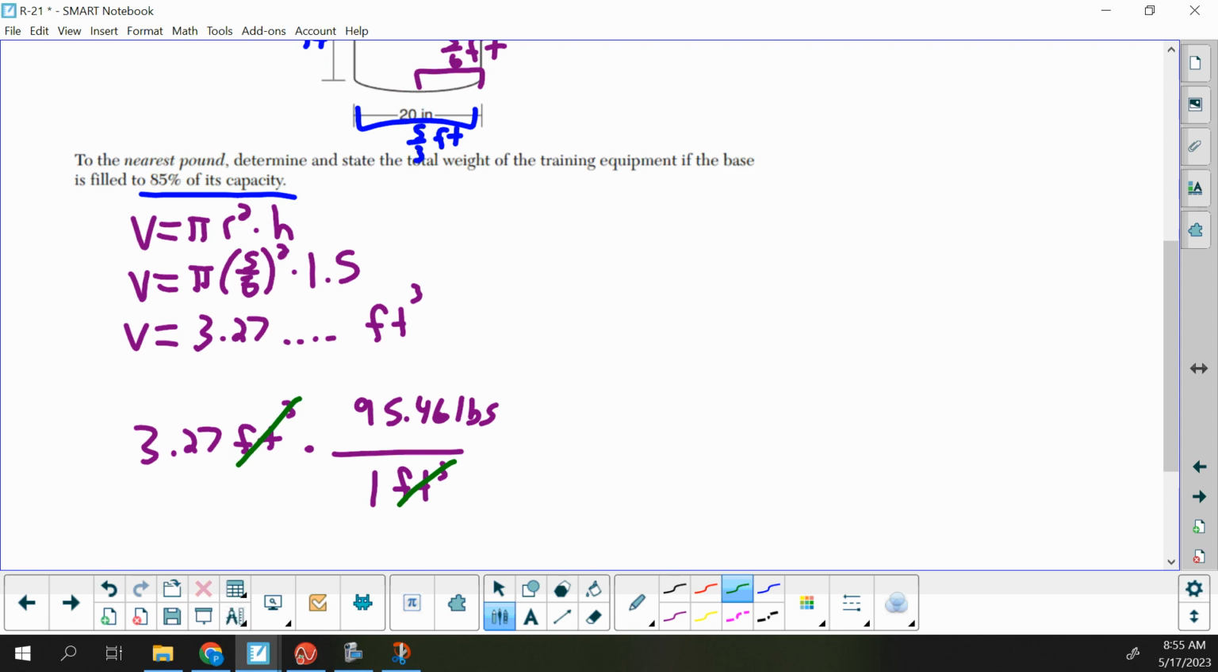The feet cubed units wipe out. This is now a pounds. But this is if the base was full. We wanted the base to only be 85% full, so we're going to then multiply that by 0.85, and this will tell us the pounds when it is 85% full. I forgot to put my parentheses here to show that we're keeping the 3.27 out. Now, 95.46 over 1 is really just 95.46. So we're going to give you a minute, scroll up in your calculator, select that 3.27 and change number, and then multiply it by the 95.46, and then times the 0.85.